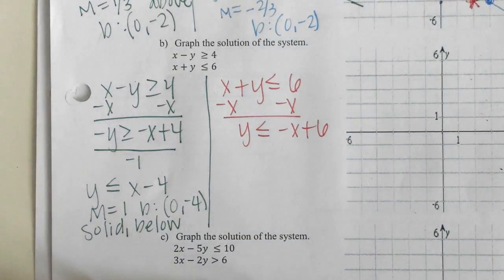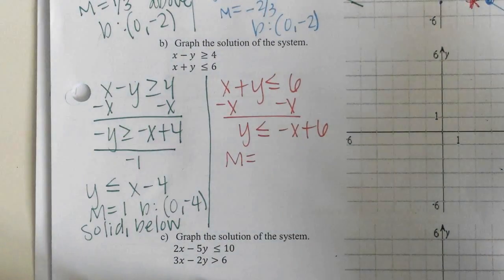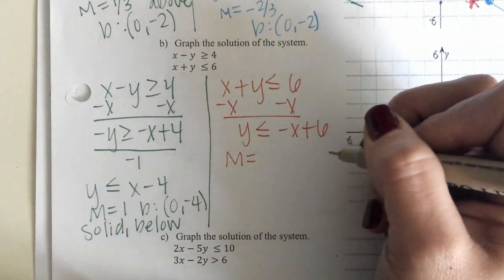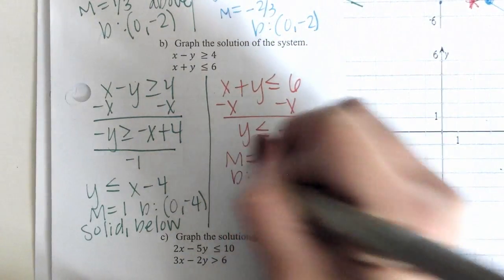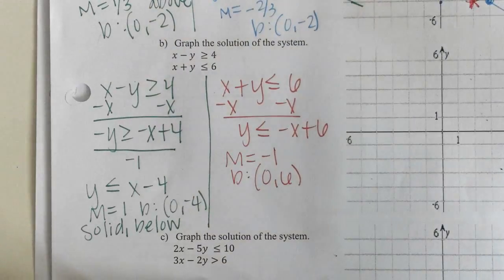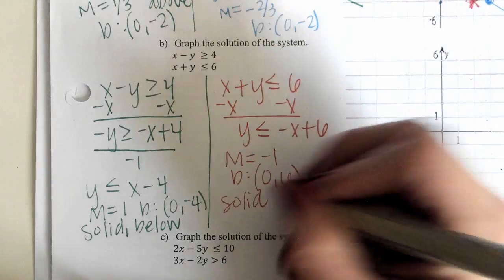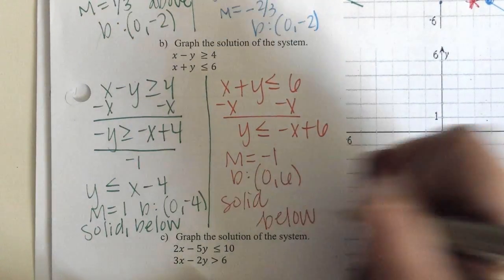Is this in slope-intercept form? Yes. Alright, Abigail, what's my slope? Your slope is 1 or negative 1. Good. Darren, what's my y-intercept? 0, 6. Very good. Amber, solid or dash? Good. Camden, above or below? Below. Very good. Alright, let's graph.